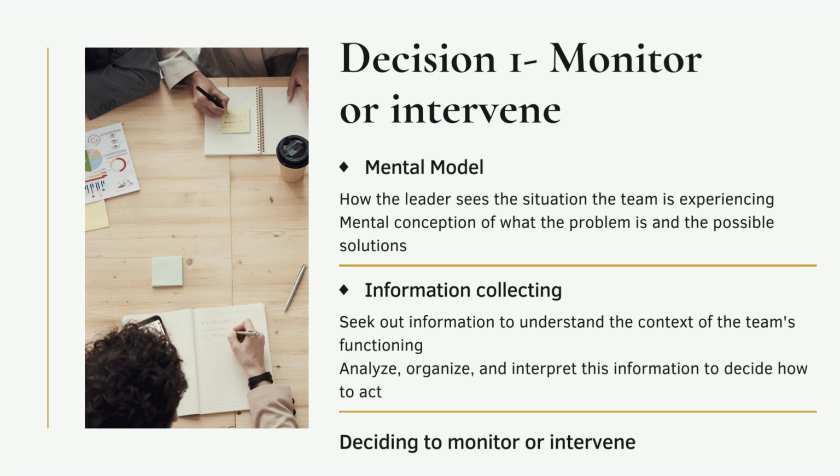So, as I said, the first decision a team leader needs to make is whether they should monitor a problem or take immediate action to remedy it. Leaders make this decision by assessing the situation and creating a mental model of what's going on, which is really just like a mental conception of what the problem is and any possible solutions that there might be. Leaders have to pay attention to the internal and external work environment and seek out information to understand the context of the team's functioning and the issue that's going on. They must also provide structure and take the appropriate course of action based on the information that they have available to them.